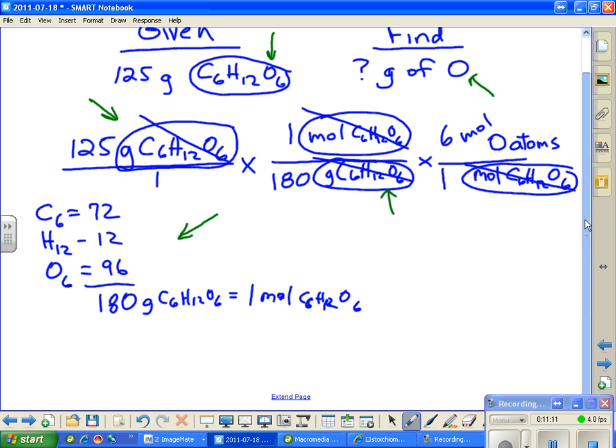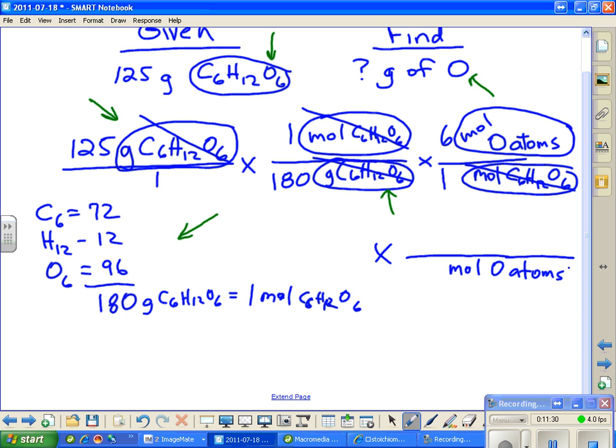All right. Let's go down now. And what is our next fraction going to be? I have moles of oxygen atoms. Am I getting close? Can I smell the end? Huh? Oh, moles down here of oxygen atoms. There we go.